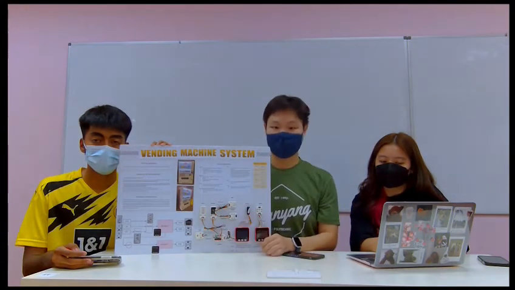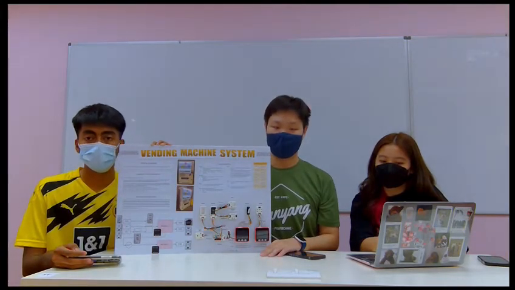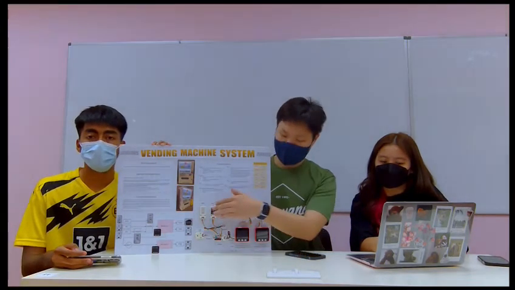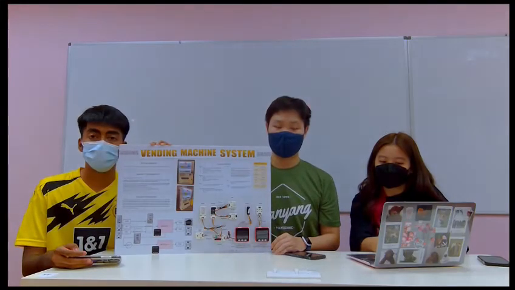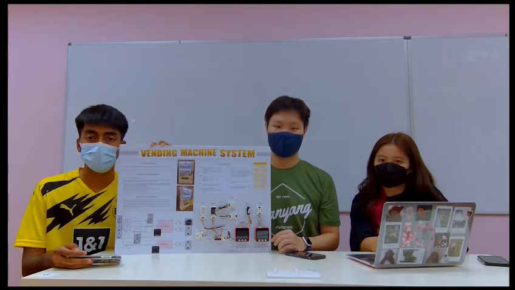The ToF sensor is used to sense the amount of items left in the vending machine, and the RFID is used as a replacement for a key when the vendor is refilling the products.